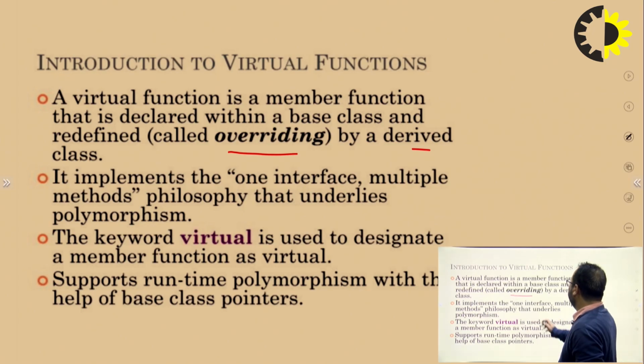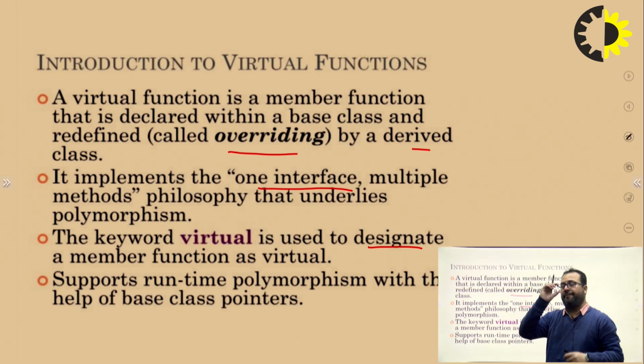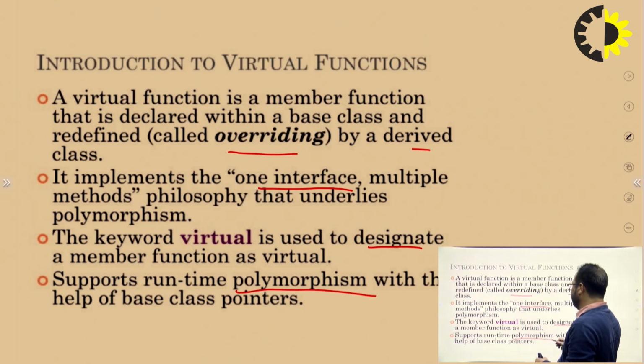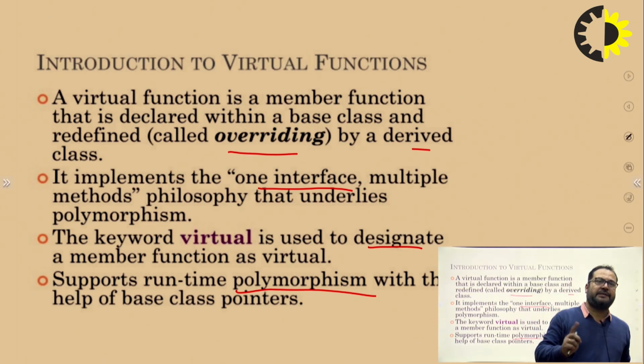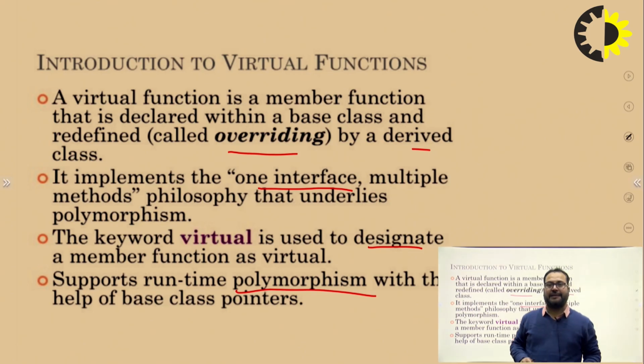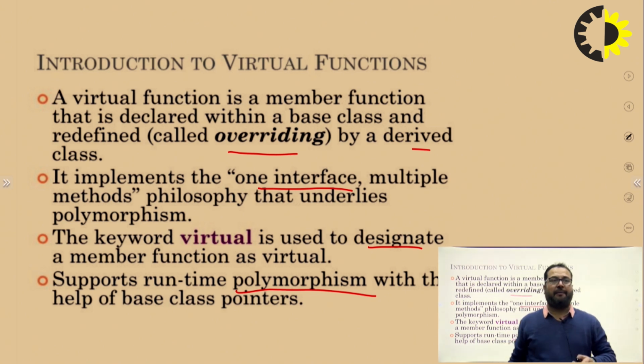So it implements the one interface, multiple methods philosophy that underlies polymorphism. The keyword virtual is used to designate a member function as virtual. It supports runtime polymorphism with the help of a base class pointer. Here we will see how a base class pointer pointing to derived class objects can access even the member functions of the derived class.